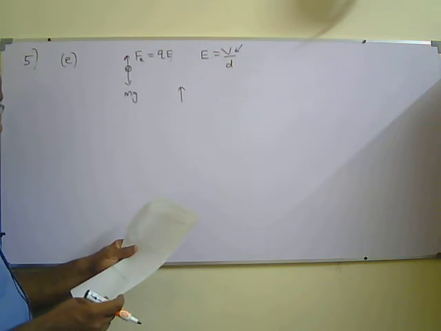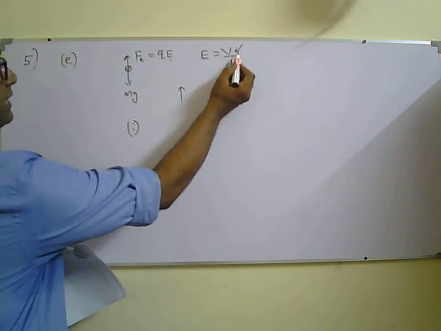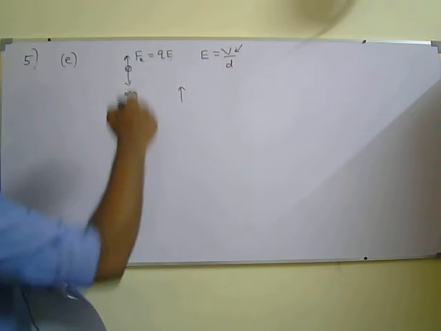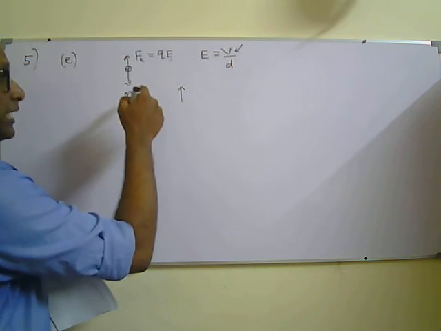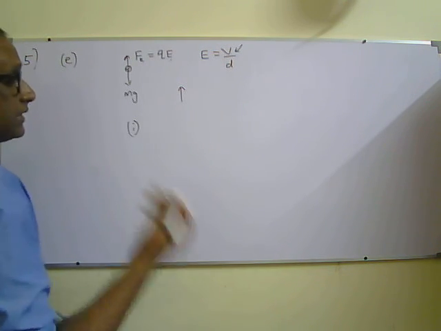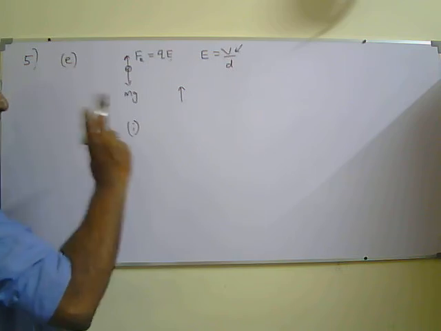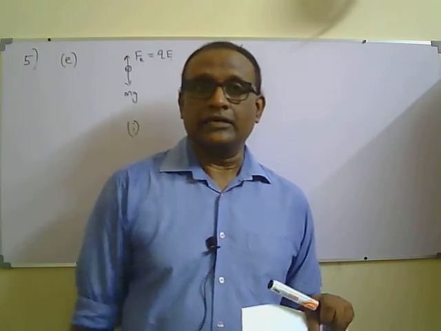So 3 marks are given like this. 1 mark for saying when the V increases, E will increase and the electrostatic force will increase. Second mark for saying there will be a resultant force in upward direction. Third mark, oil drop will accelerate upwards. Don't say oil drop will move upwards, say it will accelerate upwards.